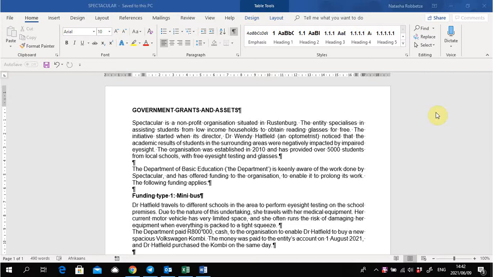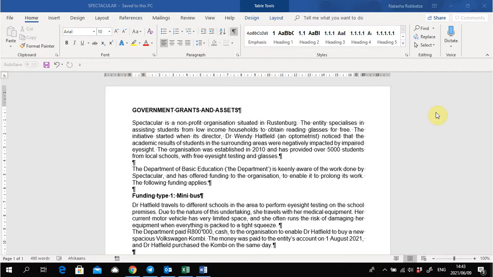The initiative started when its director, Dr. Wendy Hatfield, an optometrist, noticed that the academic results of students in the surrounding areas were negatively impacted by impaired eyesight. The organization was established in 2010 and has provided over 5,000 students from local schools with free eyesight testing and glasses. The Department of Basic Education, referred to as the Department, is keenly aware of the work done by Spectacular and has offered funding to the organization to enable it to prolong its work.